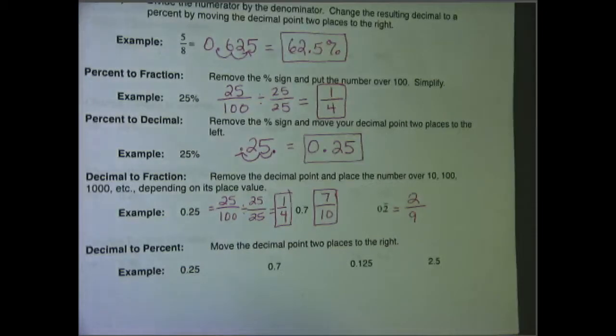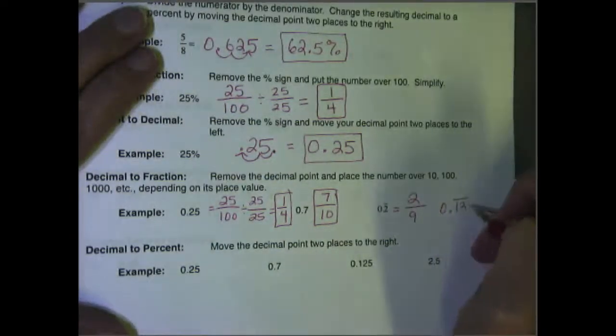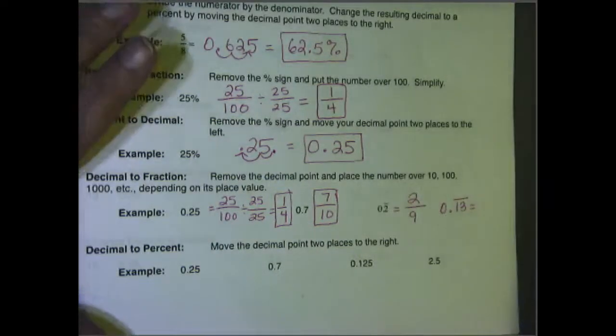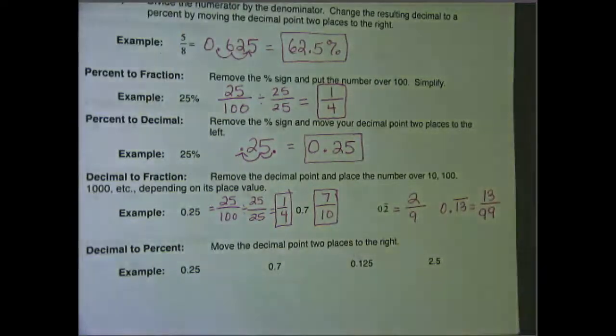What happens if it's repeating 2 places past the decimal point? So if we had 0.13 repeating, recall from Chapter 1 that we take 13 over 99, simplify it if necessary. Here it's already in simplified form.